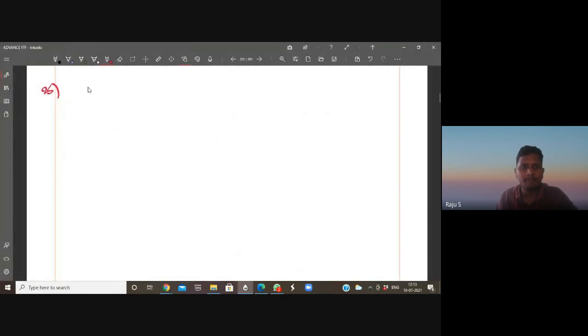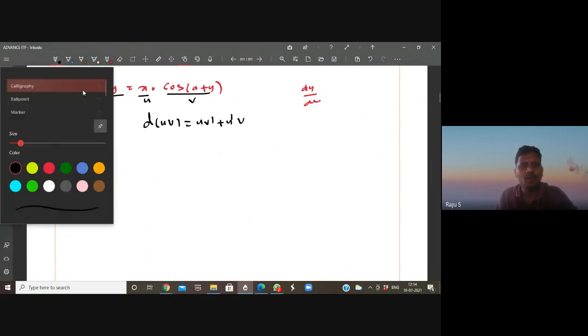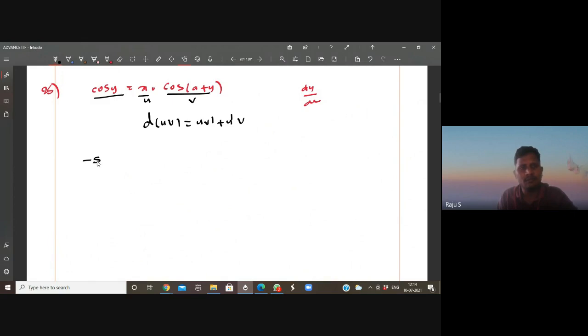Cos y equals x into cos of a plus y. We have to differentiate with respect to x, nothing but find dy by dx. Is it difficult? Directly you can differentiate. Yeah, this is u, this is v. Since we know that the derivative of uv is uv dash plus u dash v. Simple. Okay, tell me, what is the cos y derivative? Minus sin y. Am I right?